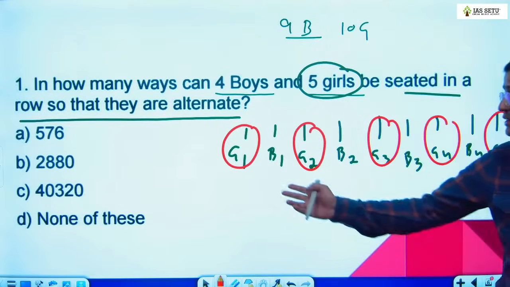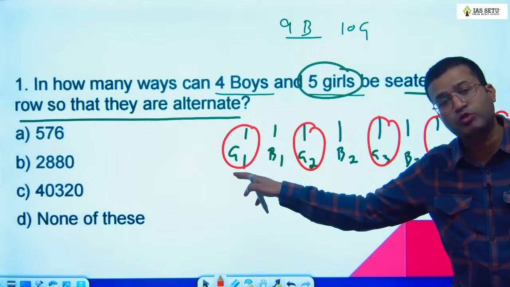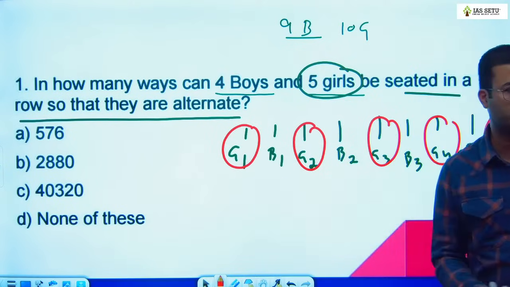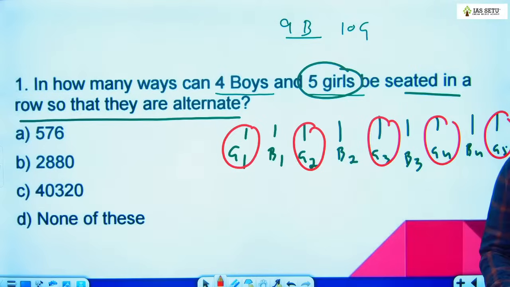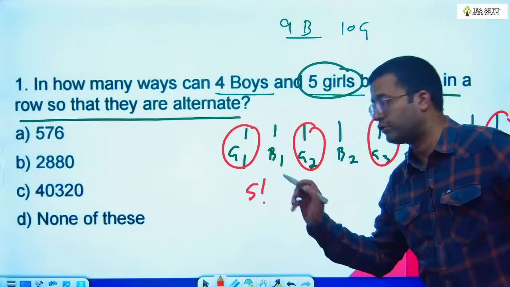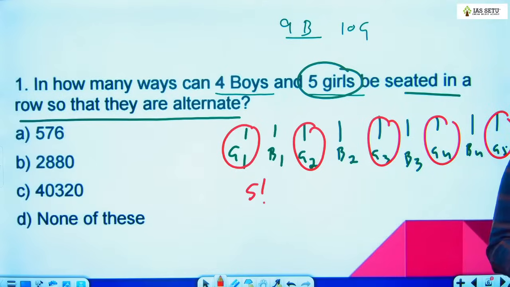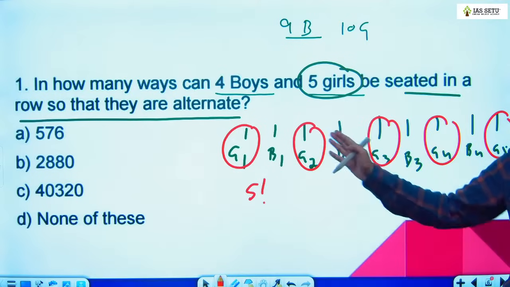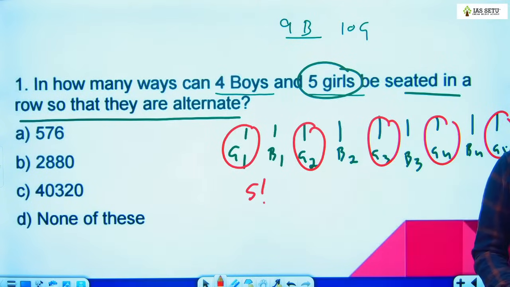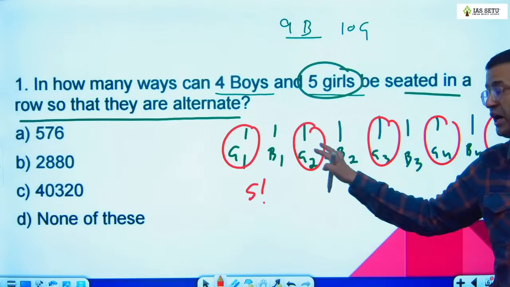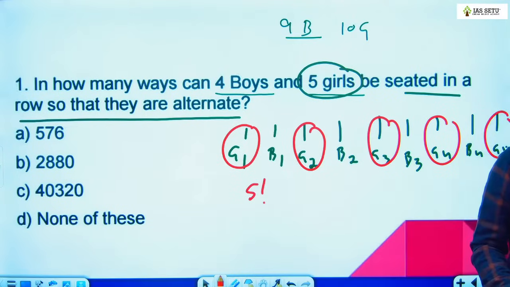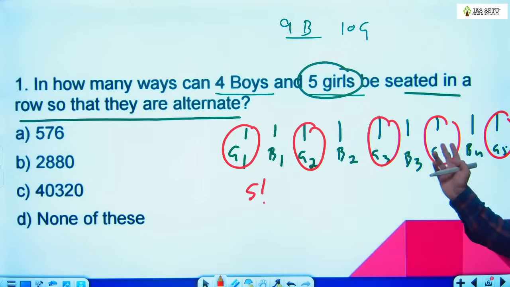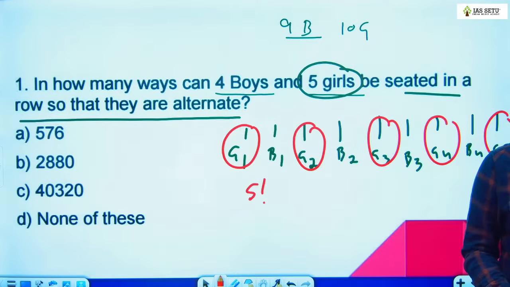But it is not necessary that G1 will sit here. G2 can also sit here, G3 can also sit. So these 5 girls can change their position in how many ways? 5 factorial. We have to make an arrangement of the girls on these 5 chairs. Boys cannot sit here, so don't take 9 factorial. On these 5 chairs, there are 5 girls. They can sit G1, G2, G3, G4, G5. So there are 5 girls, 5 factorial.